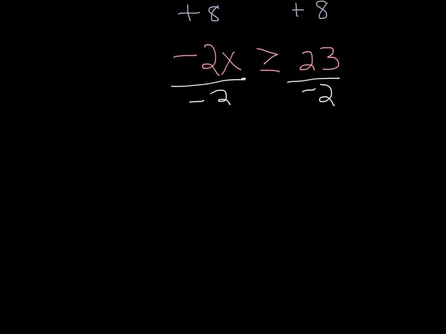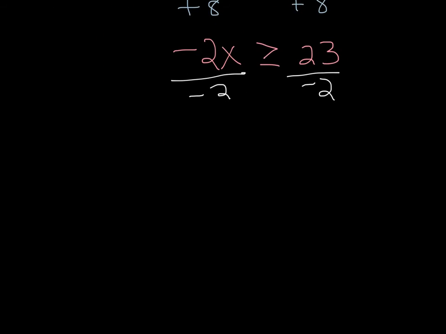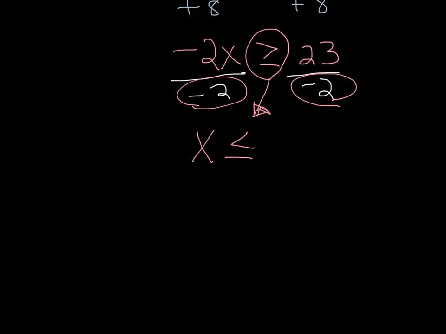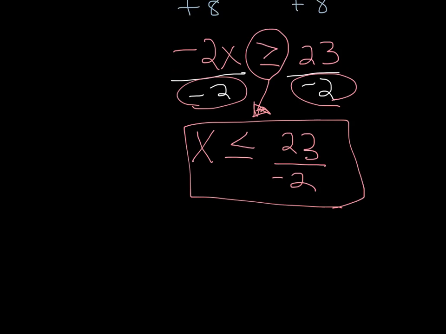Here is where it gets a little tricky. Again, whenever you divide by a negative or multiply by a negative, you're going to flip the sign. Flip the inequality, I should say. So here we go. It used to be a greater than, now it's a less than. 23 divided by negative 2 is not a nice number, so I'm just going to leave it as 23 over negative 2, and that is my answer.